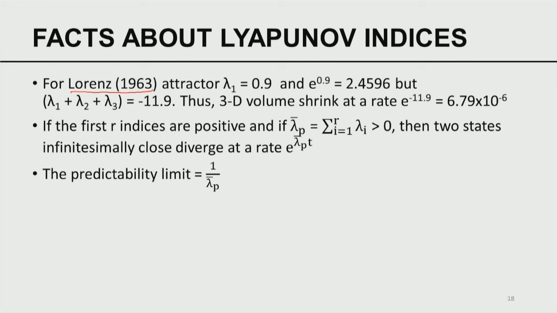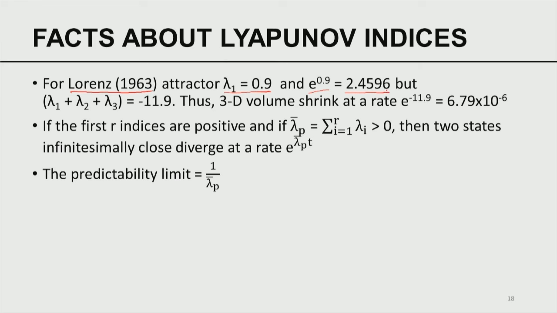Because it is dissipative, it in general doesn't go to infinity. The orbits remain bounded. The first Lyapunov index for this is 0.9. Therefore, e to the power of 0.9 is equal to 2.4596. So, what does it mean?